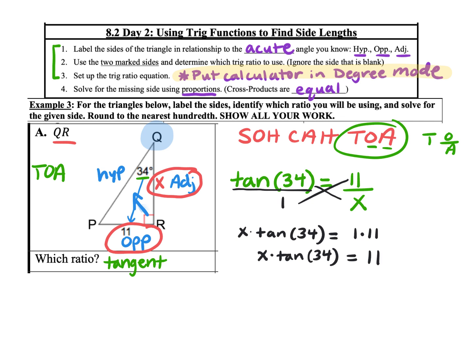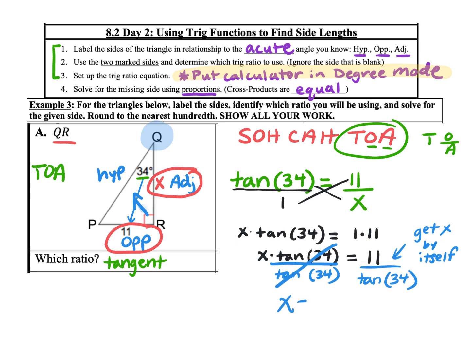Because multiplying by 1 doesn't change anything, I really just have x times the tangent of 34 degrees equals 11. Now we want to find x, so we need to get the x by itself. And right now it's being multiplied with tan 34. So to undo a multiply, we do the opposite of multiplying, which is dividing. So I'm going to take each side and divide by the tangent of 34 degrees. And that cancels it out on this side, makes a 1, so I just have x.